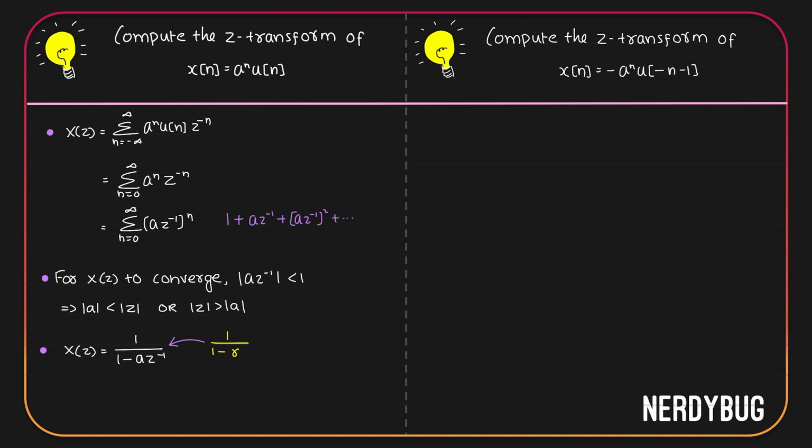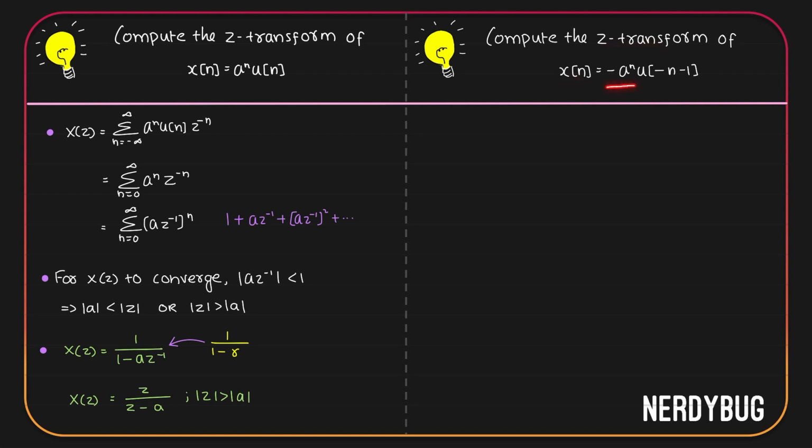Or if you multiply the numerator and the denominator by z, you can write x of z is equal to z divided by z minus a. And the condition is magnitude of z should be greater than magnitude of a. Let us go to the next problem. Compute the z transform of x of n.